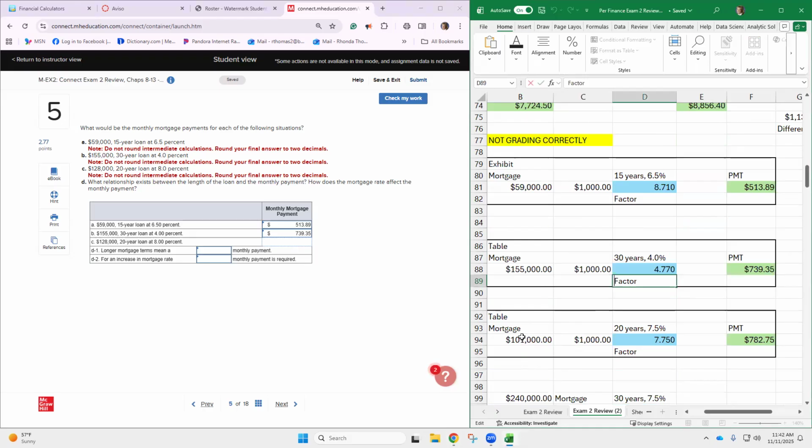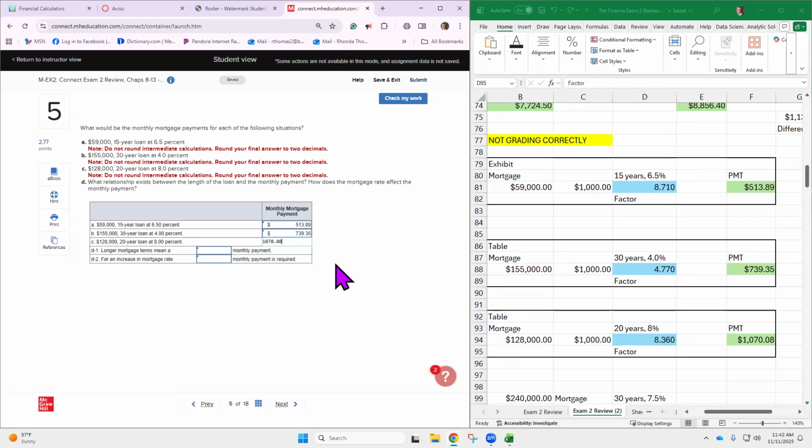Okay, last one is $128,000 mortgage. It's going to get divided by 1,000. It's for 20 years at 8%. So I got to go find my factor. And if you're done, if you quietly just hang out with this, that'd be great. Work on something else if you can. So I'm looking at 20 years, 8%. We're looking at 8.36.